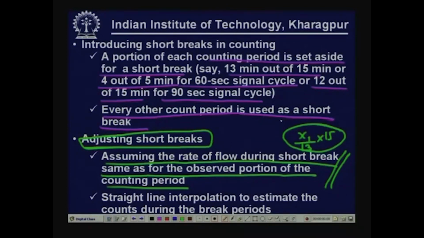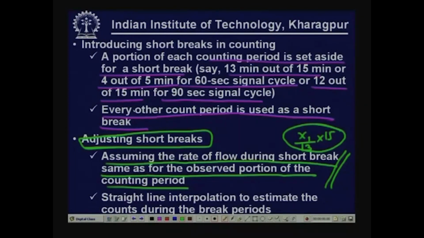I will assume that that will be the traffic volume during the 15-minute period. That means I am assuming that the rate of flow during the short breaks of 2 minutes is the same as for the observed portion. Whatever rate of flow we have observed during that counting period, it is the same one.